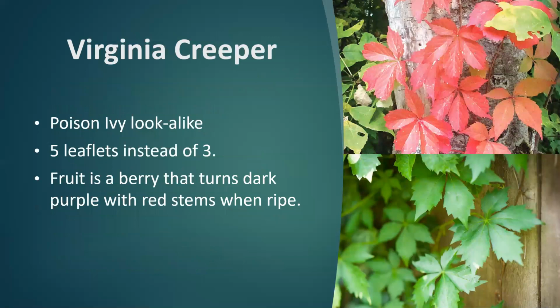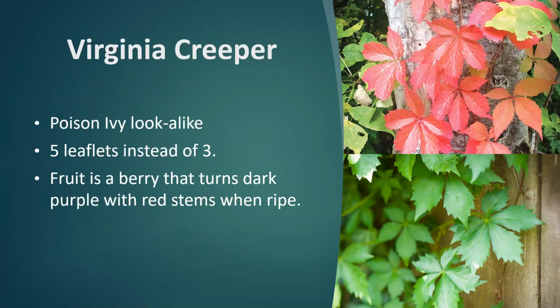Up next is a vine that a lot of people get not necessarily confused, but a lot of people will identify some of the younger version of this species as poison ivy, and that is Virginia creeper. So it can be considered a poison ivy lookalike, but remember, leaves of three, let it be. Virginia creeper has 5 leaflets.